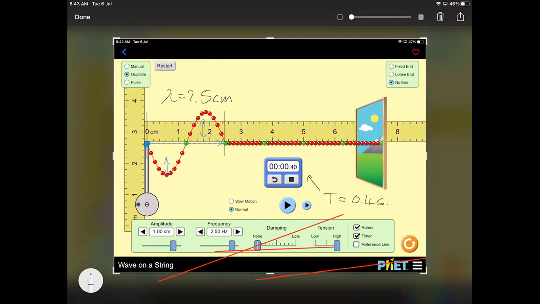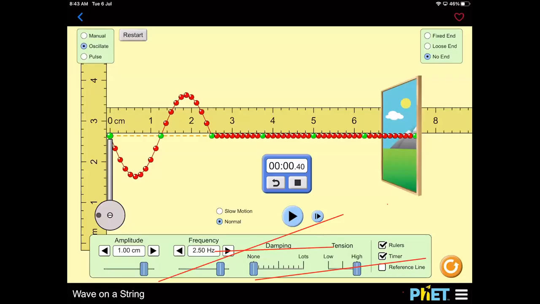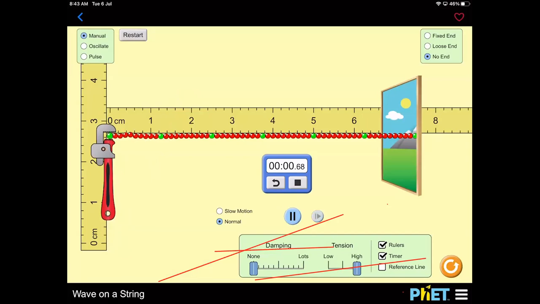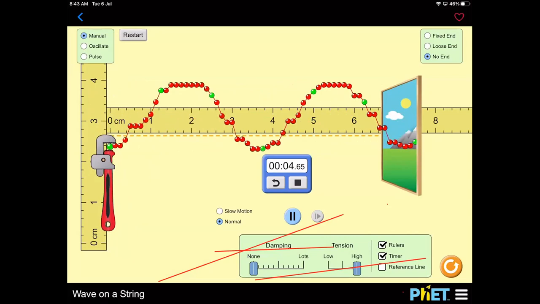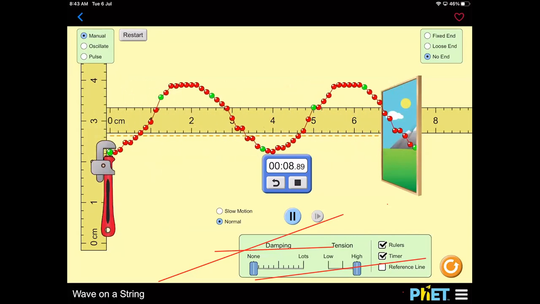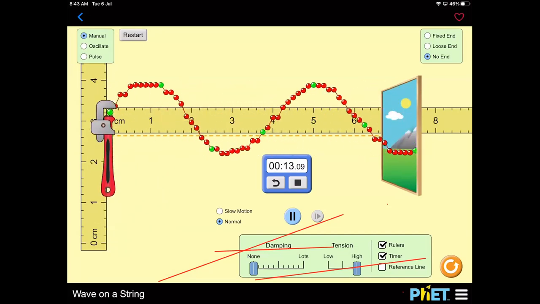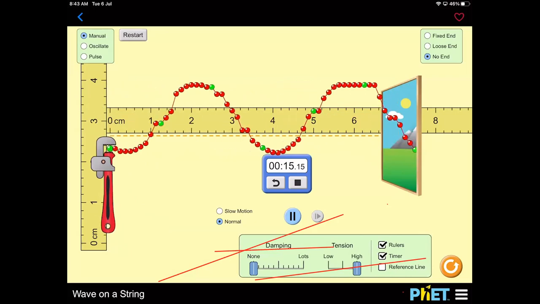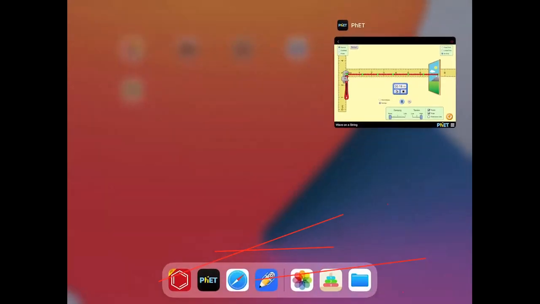Cool. So I'm going to quickly take you back to this, and I'm going to go to manual, and show you what it is that I'm doing to the wrench. You're moving it up and down. Correct. And when I talk about movement in terms of energy, what kind of energy? Kinetic energy, correct.